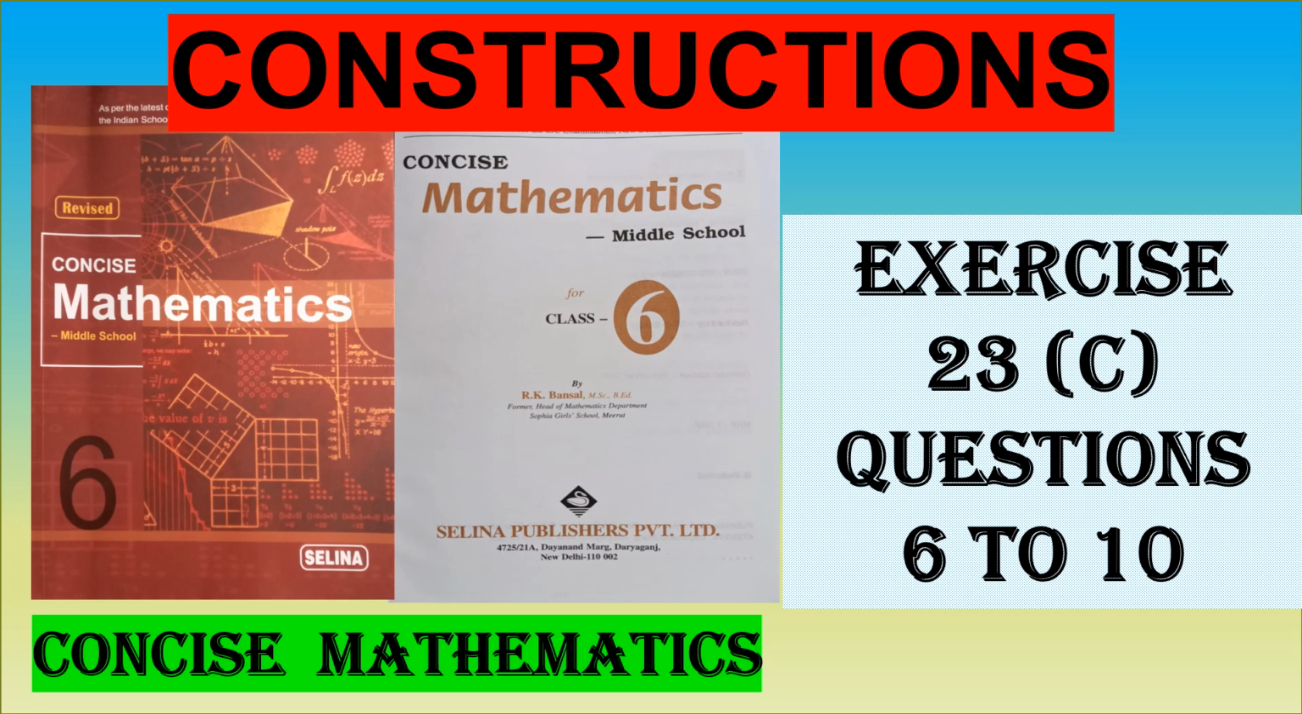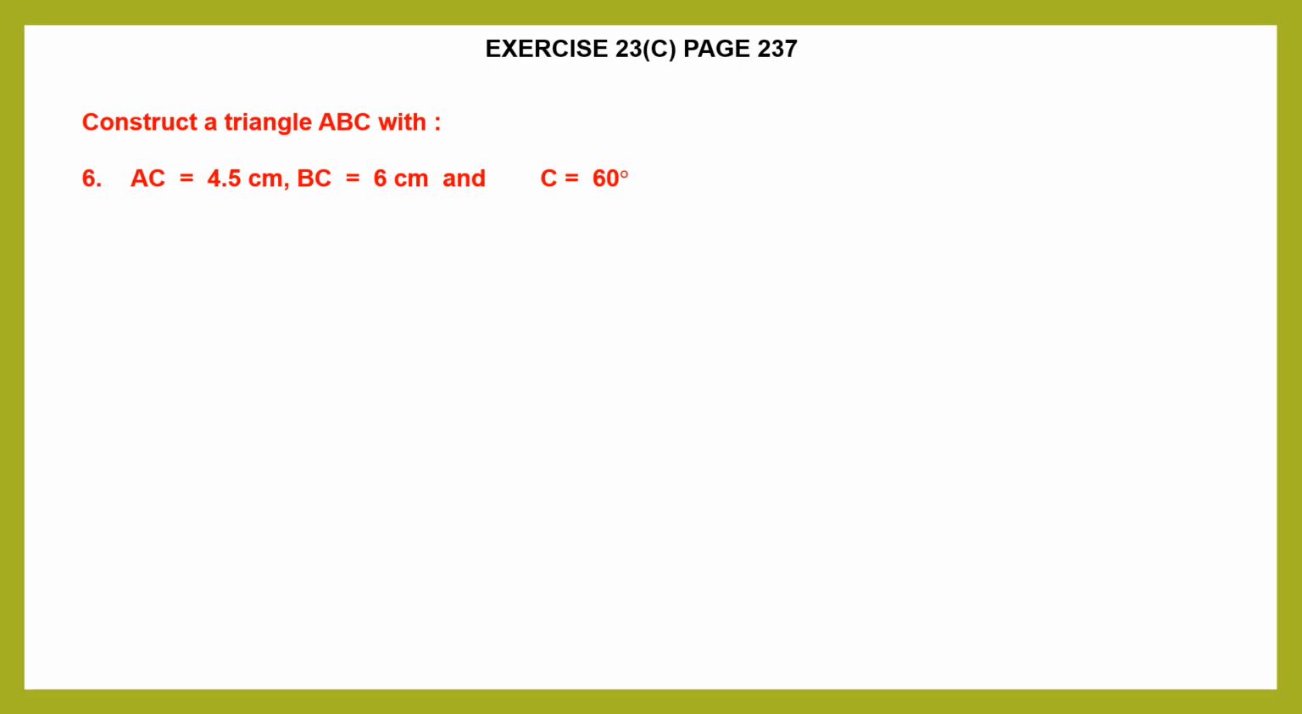Hello students, let's do constructions, exercise 23C, questions 6 to 10. Page number 237, we are continuing to construct triangle ABC and we are on question number 6. So here AC is 4.5 centimeters, BC is 6 centimeters and angle C is given as 60 degrees. So we have been given two sides and one angle.